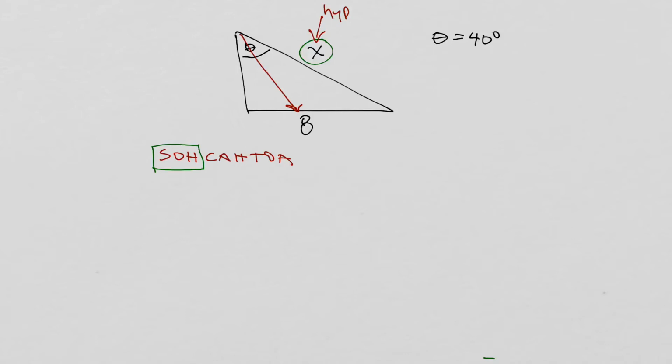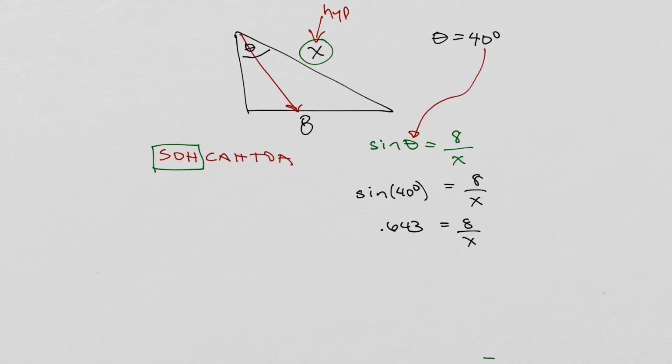Right? So this tells me that sine of theta equals the opposite side, which is 8, over the hypotenuse, which is x. Right? And now let's just take 40 degrees and plug it in here and see what we get. So sine of 40 degrees equals 8 over x. If you find sine of 40 degrees, you should get 0.643. That equals 8 over x.